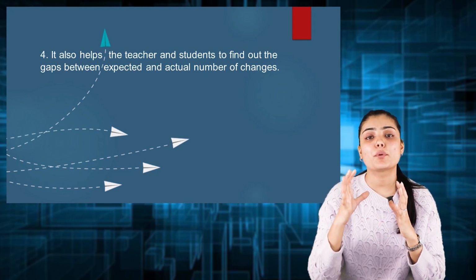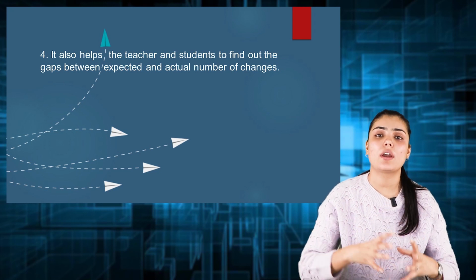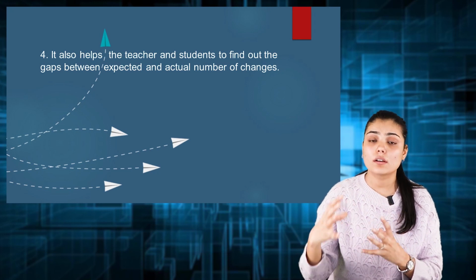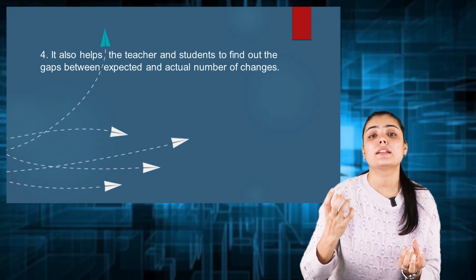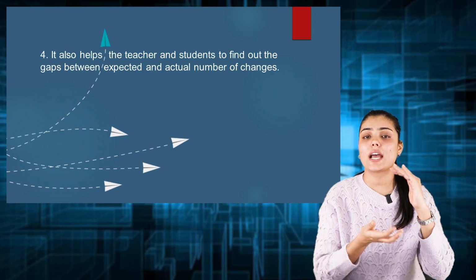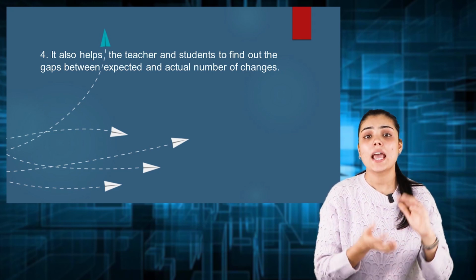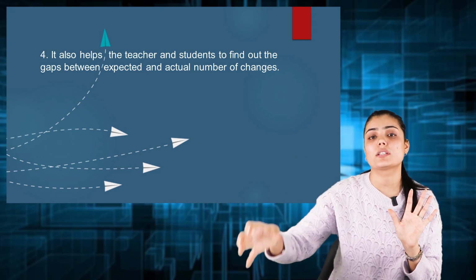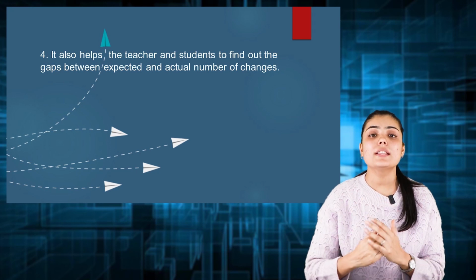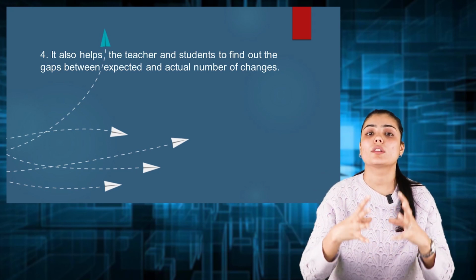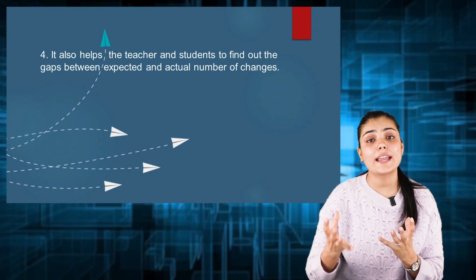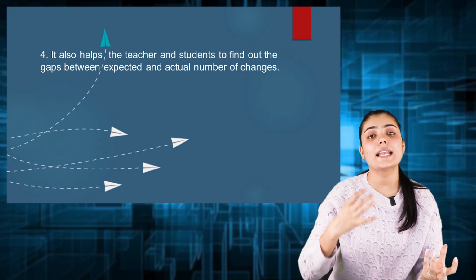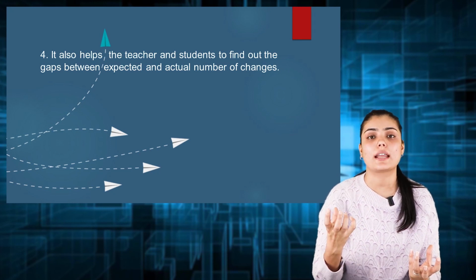So with the help of a properly defined objective, the teacher and the student will be able to find out the gaps that occur between the actual and expected number of changes, right? The teacher has listed down certain objectives, right? And wants, for example, 5 changes in the behavior of the individual towards a certain topic, right? Once the teaching learning process is over on the particular topic, the teacher can find out the actual changes and compare the changes that are expected and the actual number of changes that have occurred.